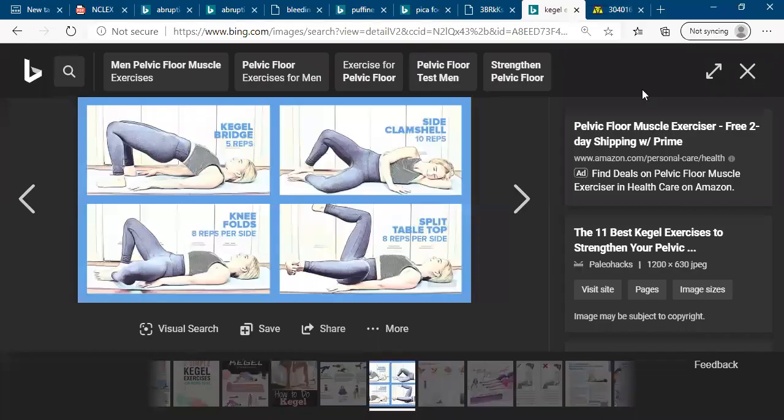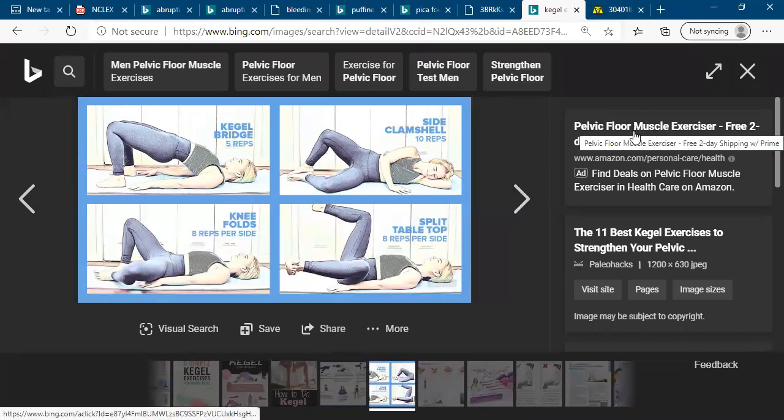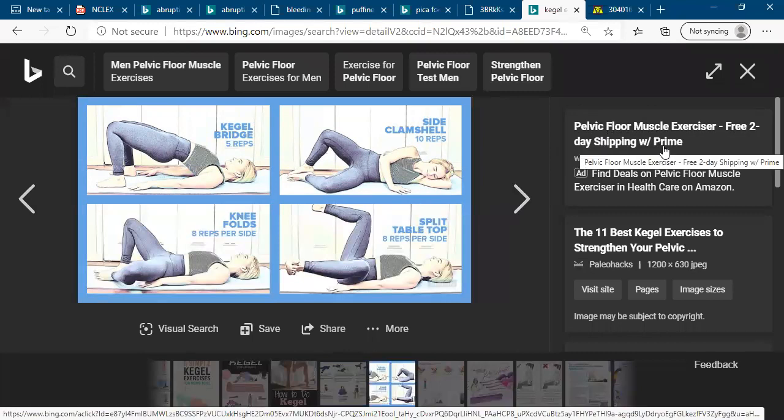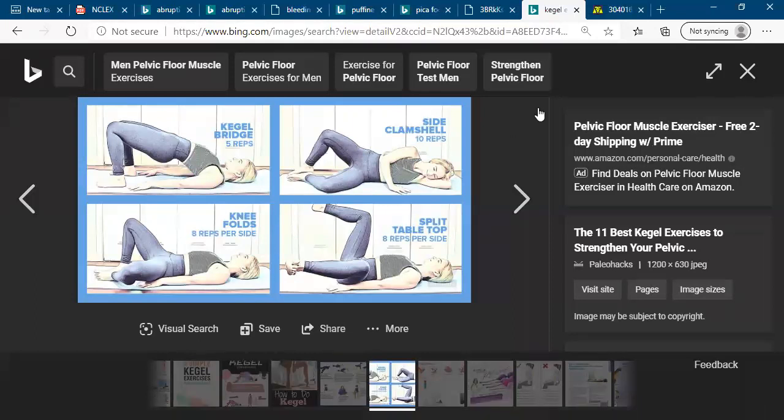If a mother has a complaint of urinary incontinence, we tell them to do the Kegel exercise. Kegel exercise increases the strength of the pelvic floor muscle. So this Kegel exercise prevents urinary incontinence. At least we know the terminology, the Kegel exercise.